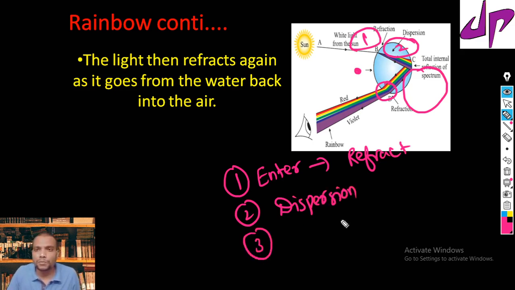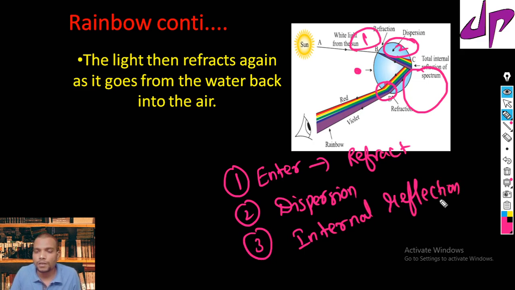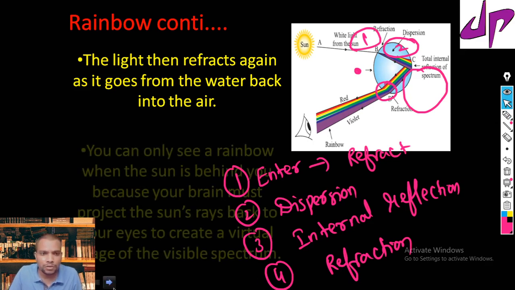Dispersion. The third point, internal reflection. The internal reflection happens here. That's why the dispersed rays are reflecting inside the water droplet. It is not coming out of the water droplet. That phenomenon is known as total internal reflection. And again, the fourth, again here it happens, again the refraction. And finally we can observe the rainbow here.